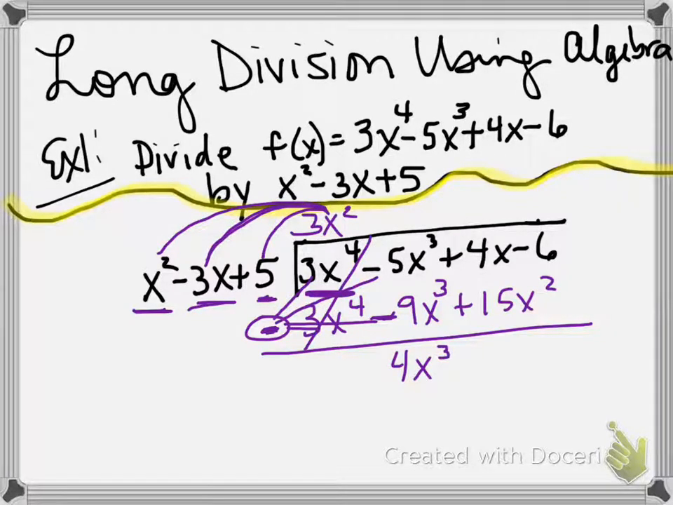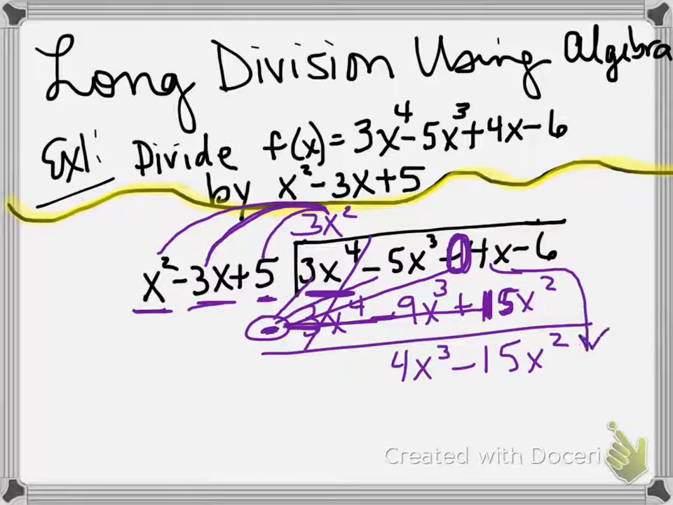Now, the next thing I need to subtract is this 15x squared, but there's not an x squared term in here to use. So I'm going to say 0 minus 15x squared would be negative 15x squared. Now I'm going to go on to this next term, which was a positive 4x. So positive 4x is what's next, and it gets to be brought down.